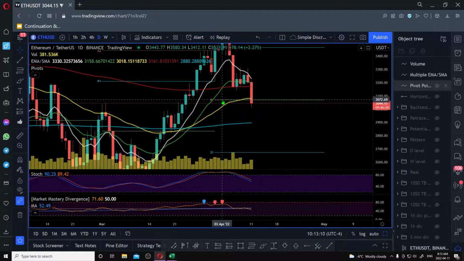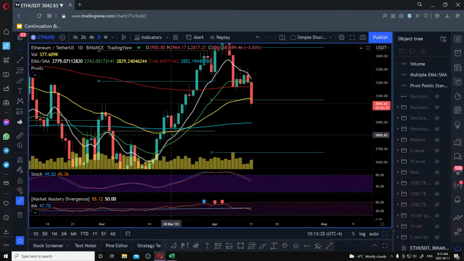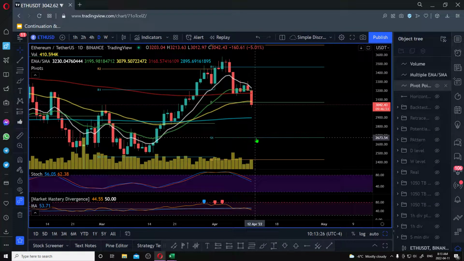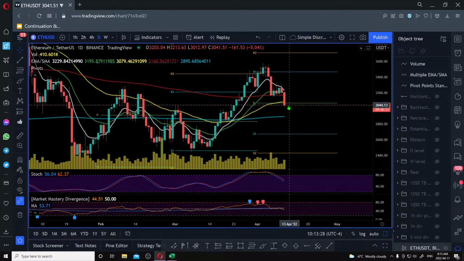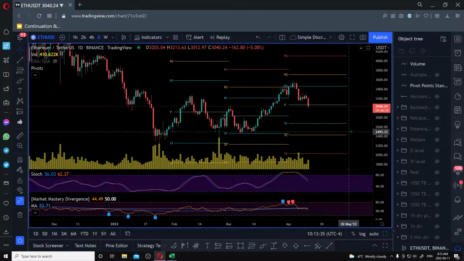Now, if we do close below this daily pivot, I do want to see some sort of retest of it before continuing towards the downside, potentially towards a 377 as the next target, or even the previous low at this level, $2,800. And if not, fail safe would be the daily S1 at $2,600, right? We got one target here, the second target, and the third target. But in general, we are towards the downside if we do close below this.